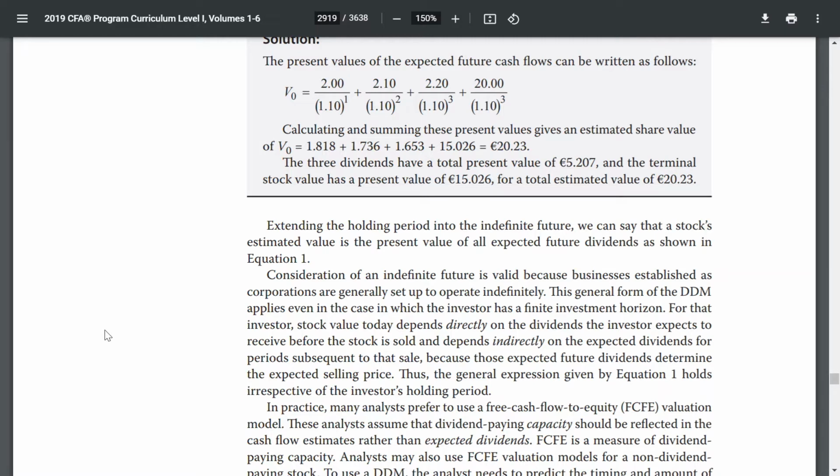Consideration of an indefinite future is valid because businesses established as corporations are generally set up to operate indefinitely. This general form of the DDM applies even in the case in which the investors have a finite investment horizon. For that investor, stock value today depends directly on the dividends the investor expects and on the price the investor expects.